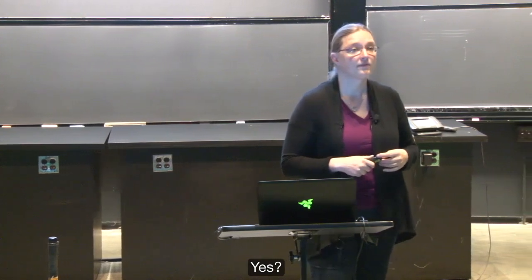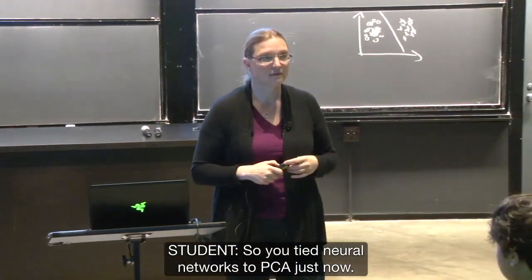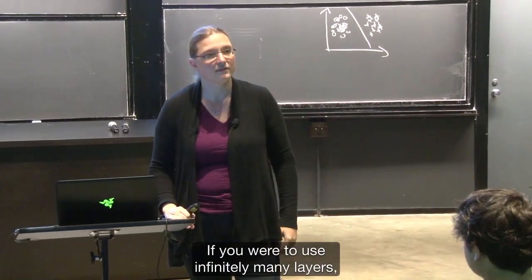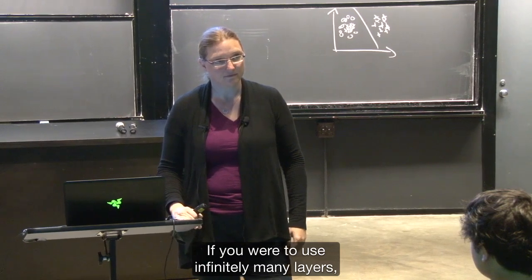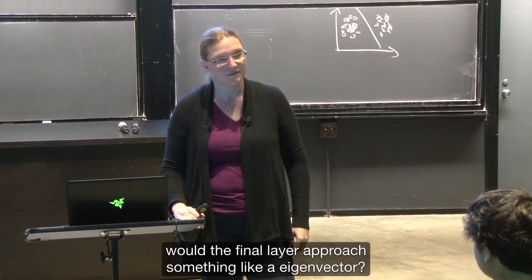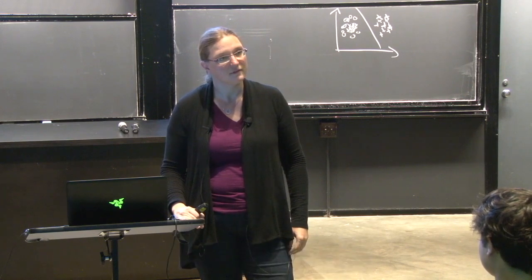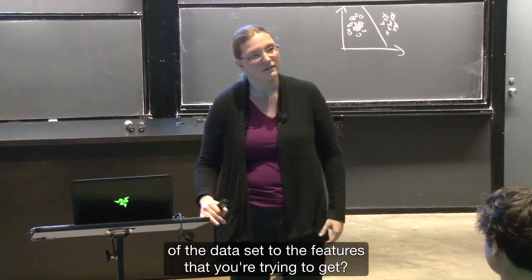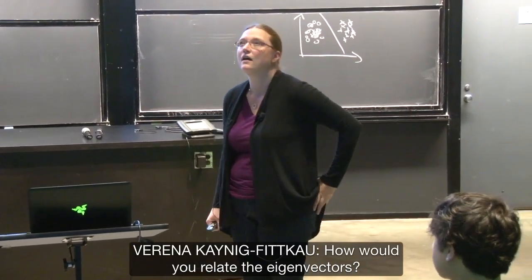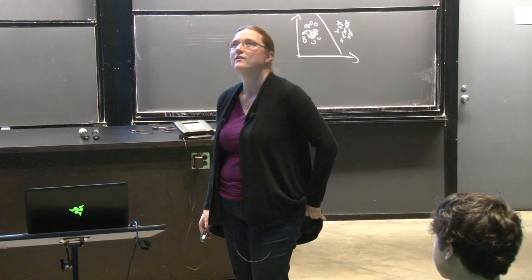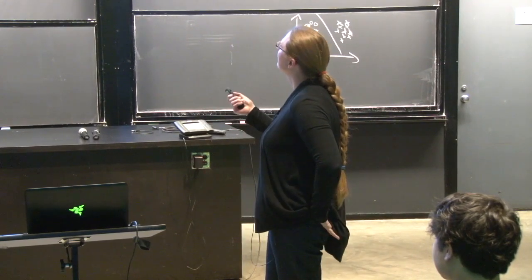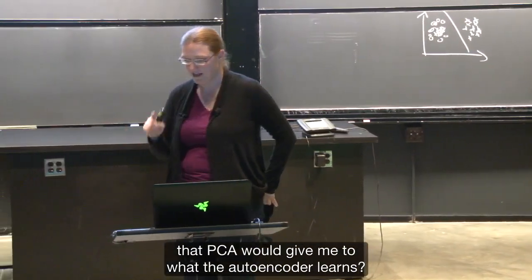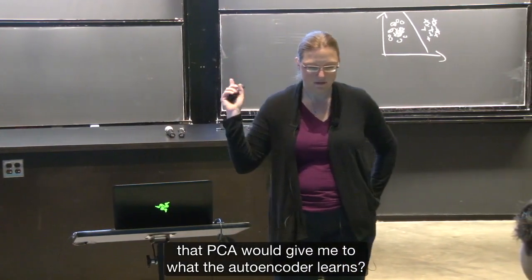Yes? So you tied neural networks to PCA just now. Yeah. That's actually something that I was kind of thinking about. If you were to use infinitely many layers, would the final layer approach something like an eigenvector? How would you relate the eigenvectors of the data set to the features that you're finding? So the question is, if this would just learn PCA, how would I relate the eigenvectors that PCA would give me to what the autoencoder learns?